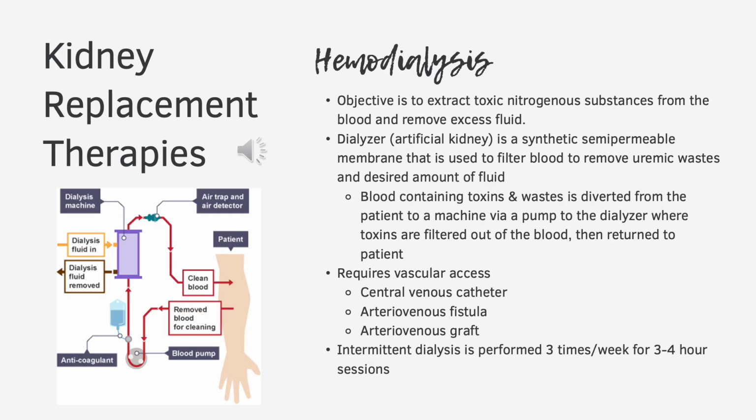All right, so now we're going to focus on hemodialysis, which is the most common form of kidney replacement therapy. So the primary objective of hemodialysis is to extract toxic nitrogenous substances from the blood while removing excess fluid. So this is achieved through the use of a dialyzer, which is often referred to as an artificial kidney. So the dialyzer consists of a synthetic semi-permeable membrane that filters the patient's blood.